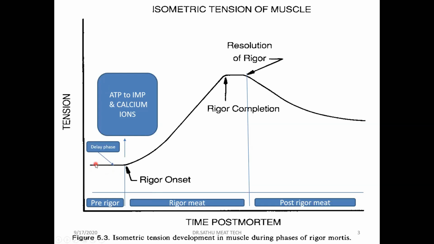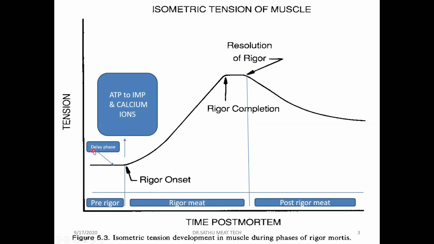On the other hand, if the glycogen resource is less, as we can see in the case of DFD meat, dark, firm and dry meat, the glycogen resource will be less, because when you put the animal under stress. We will be discussing that in detail in the coming lectures. So there it is an alkaline rigor. So in the alkaline rigor, the delay phase will be less, because there will not be sufficient ATP, glycogen will not be there. So naturally the ATP formation will be less. So the onset of rigor will be faster.